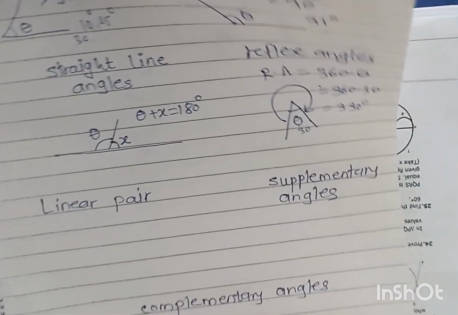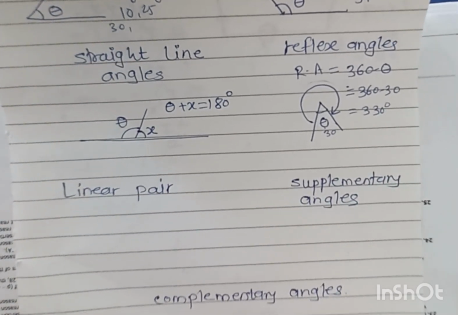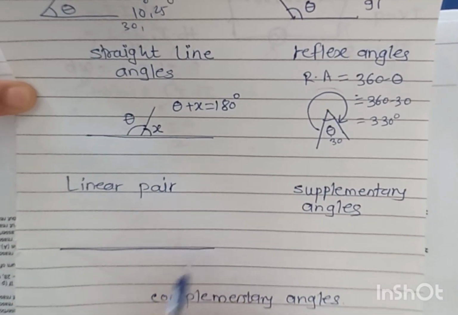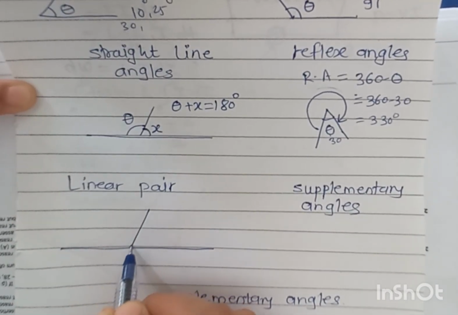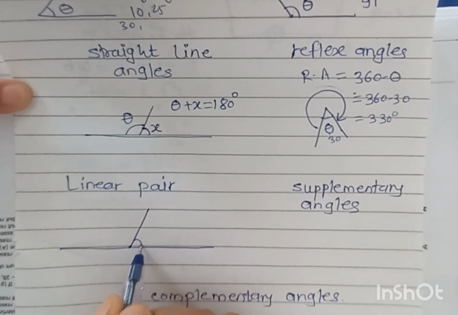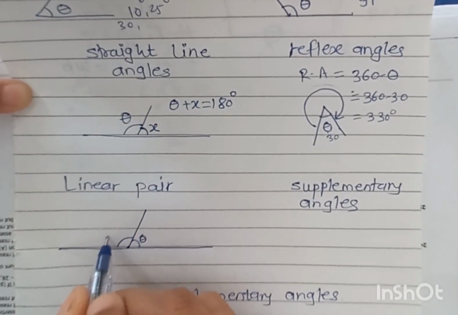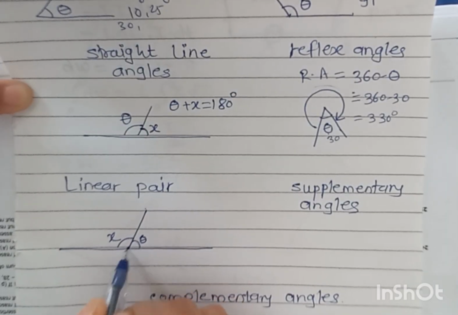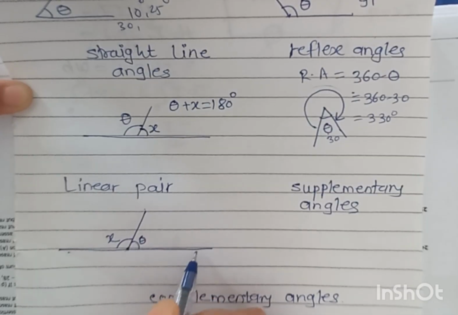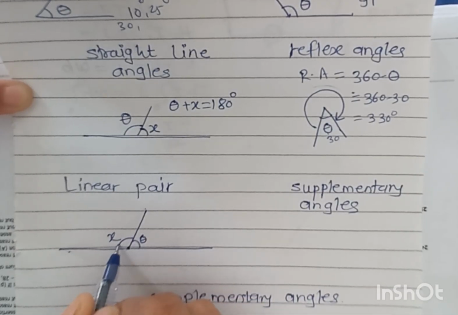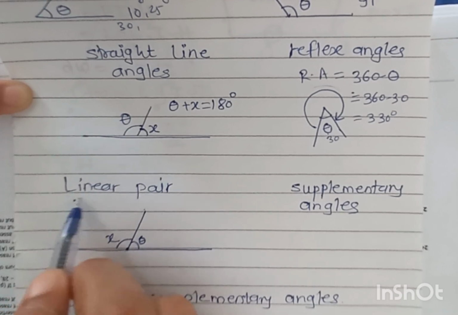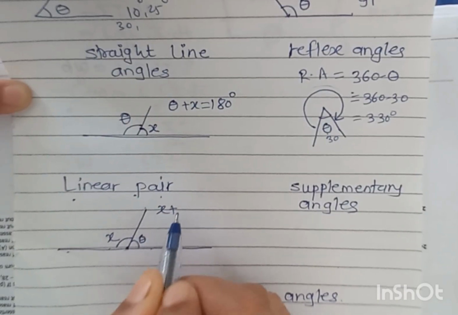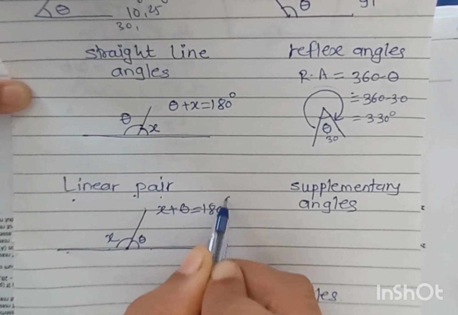Then the next part is a linear pair. Linear pair means here again we have to consider a straight line, and on this we have two adjacent angles. This is angle theta and this is angle x. Then linear pair means they have a common arm and a common vertex, and the arms are opposite in direction. Such angles form a linear pair and the sum of these angles should be 180 degrees. Means here also we can write x plus theta is equal to 180 degrees.